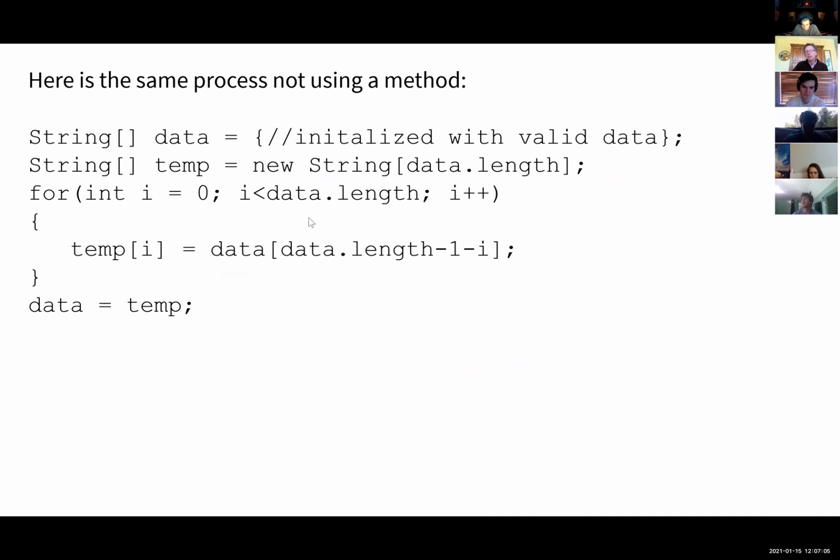So here's the same process, but not using a method. We have this string array called data, and I'm saying it's got a bunch of stuff in it that's appropriate. Then we make a temp array that's the same length. And then we do the exact same thing here. And then at the end, we say, hey, data equals temp. That just replaces the original array with the temporary one that we just made, that has a reverse order.